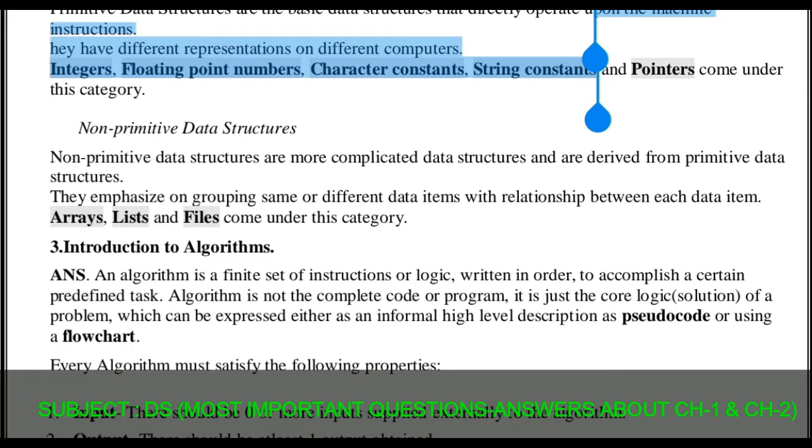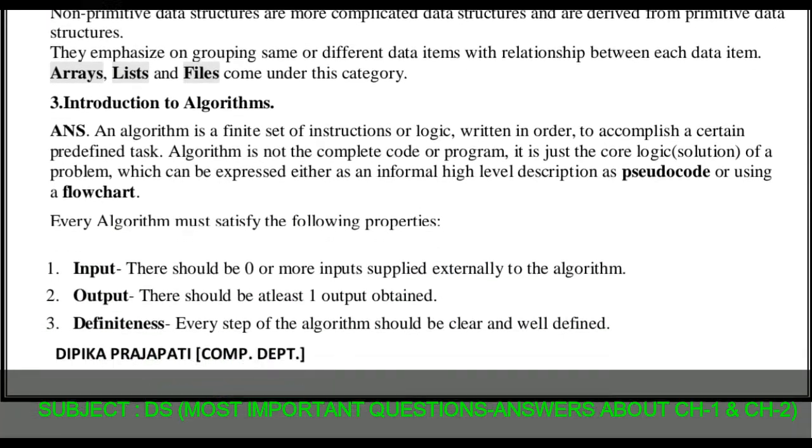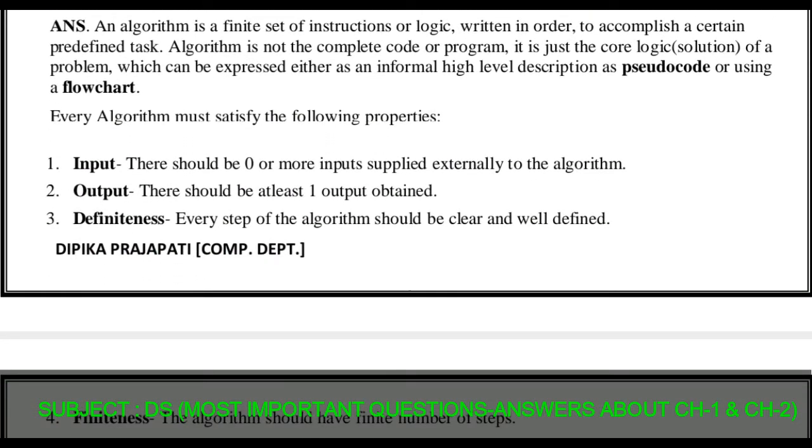The third question from chapter number 1 is the introduction to algorithm. So what is an algorithm? An algorithm is a finite set of instructions or logic, written in order to accomplish a certain predefined task. The algorithm is nothing but a solution given step by step, providing an easy step by step solution to the problem. It is known as an algorithm.